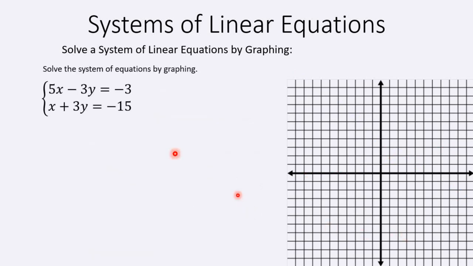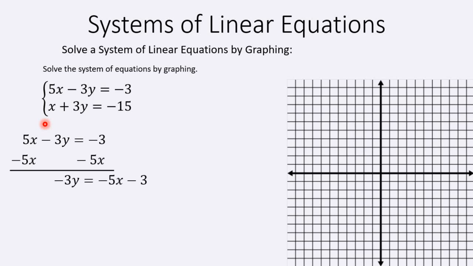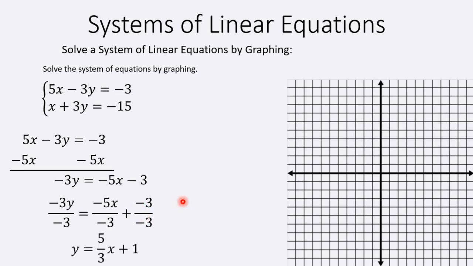Let's take a look at this one, solving this system by graphing. So first I'm going to put both equations in slope-intercept form. I'm going to do that for the first equation first. We'll solve for y by subtracting 5x from both sides first. When we subtract 5x, we get -3y equals -5x minus 3. And then we divide everything by -3. So this divided by -3 will be y. -5 divided by -3 is 5/3. -3 divided by -3 is +1. So we get y is 5/3 x plus 1.